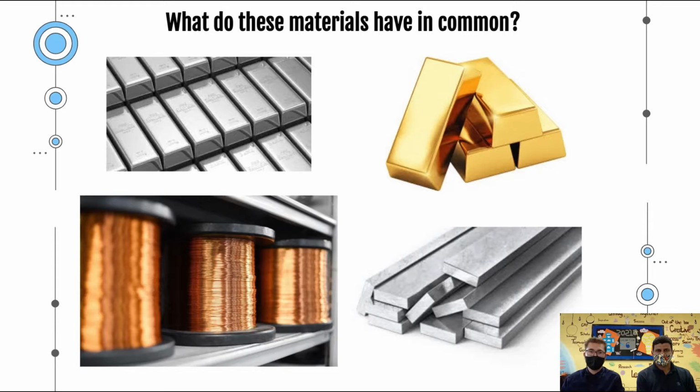So what do these materials have in common? We have steel, we have gold, the one is copper, it is wound like a wire, and the last one is steel. So all these materials, what type of materials are they, and what do they have in common? Think about the topic. Why do you think we bring this material for this topic?